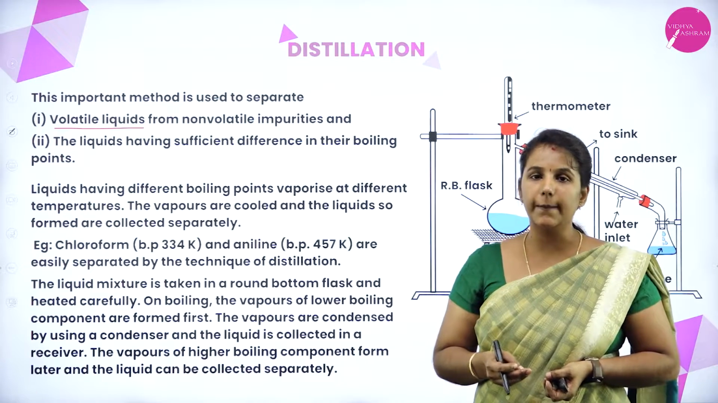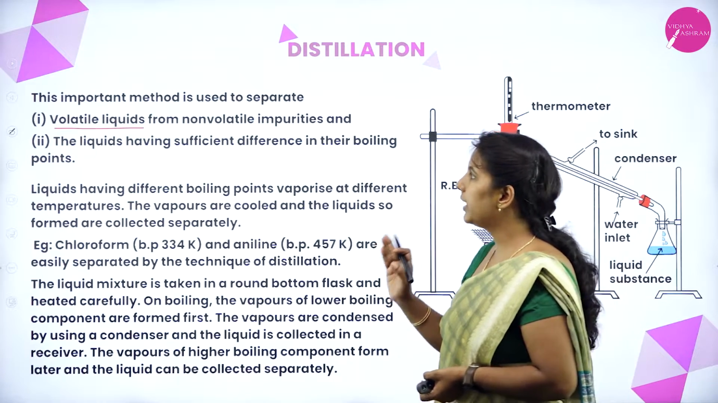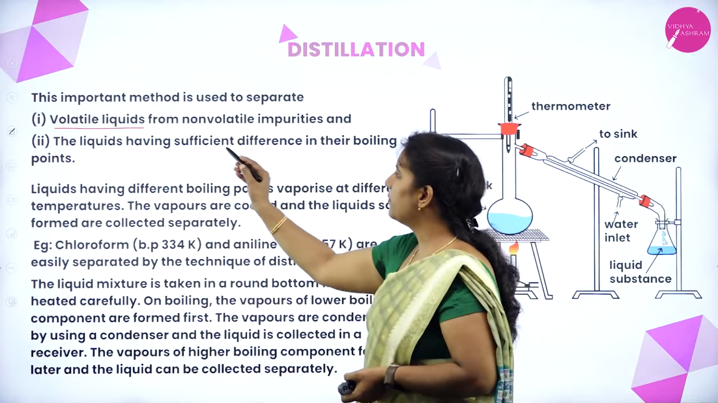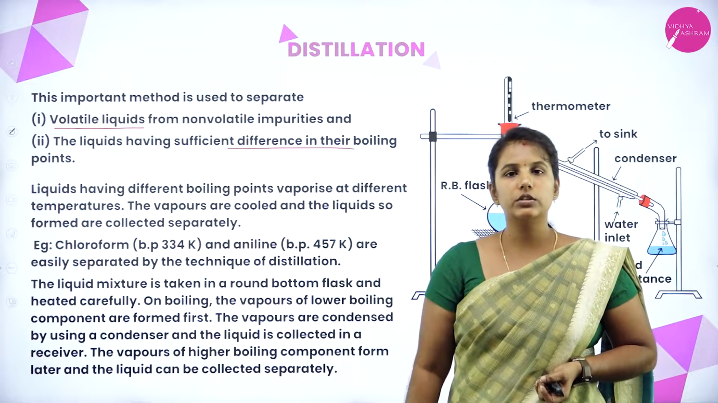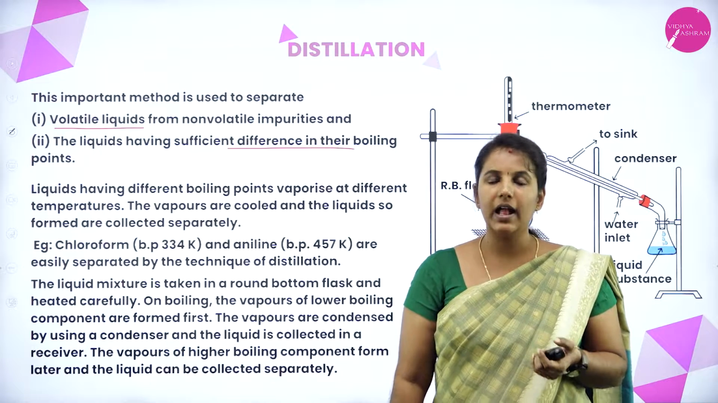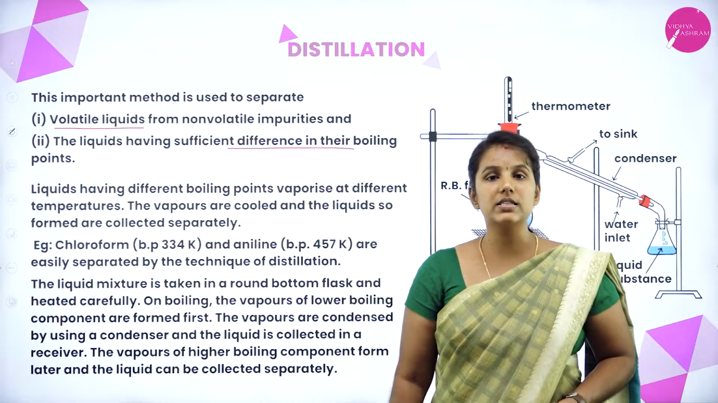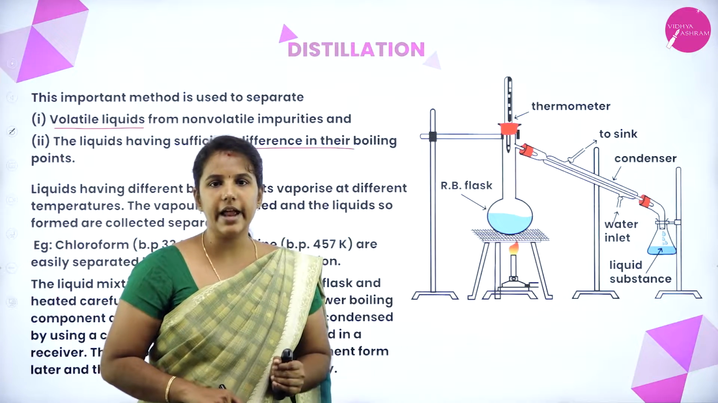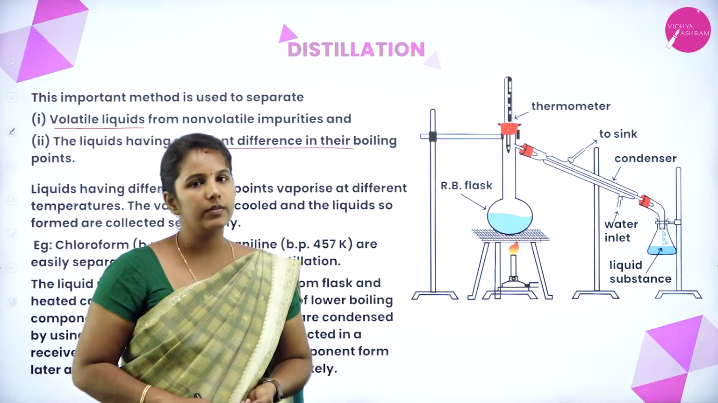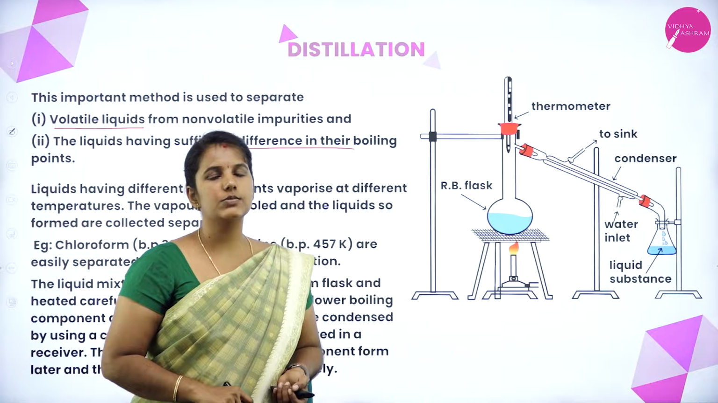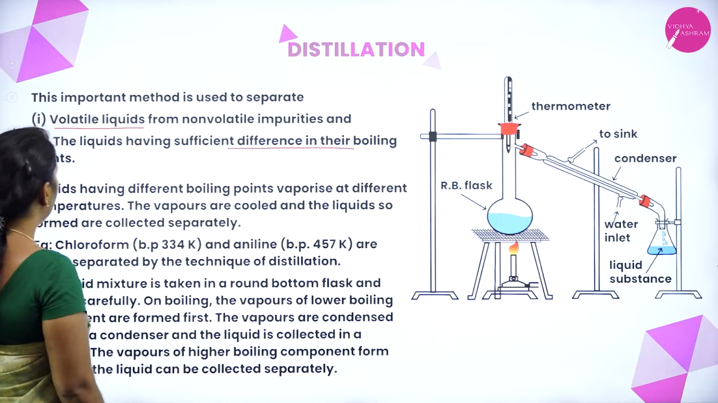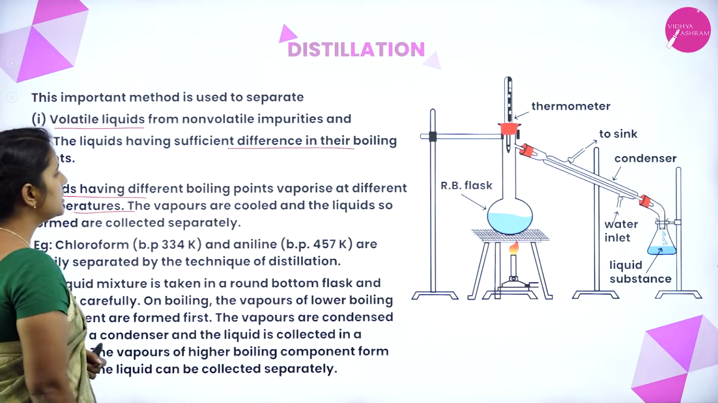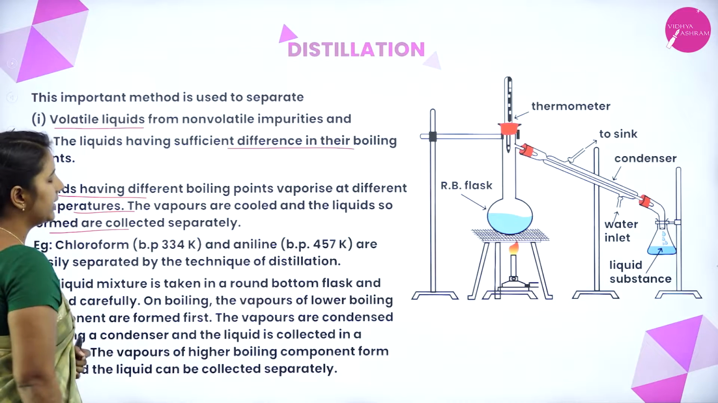This principle is mainly based upon the difference between volatile and non-volatile compounds, and liquids having a sufficient difference in their boiling points. So the liquids must have a difference in their boiling points, and one liquid should evaporate easily, whereas the other should be non-volatile in nature. Then only we can select this method to separate the impurities from the given organic compound. Hence the process which we call it as what? Distillation. The liquids having different boiling points will be vaporized at different temperatures. The vapors are cooled and the liquids are formed or collected separately.